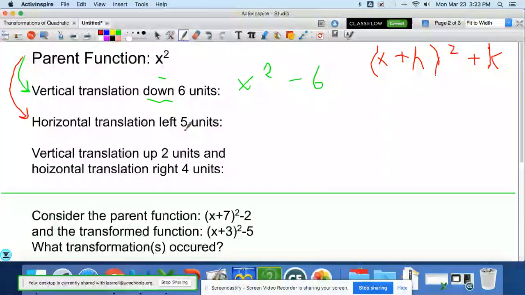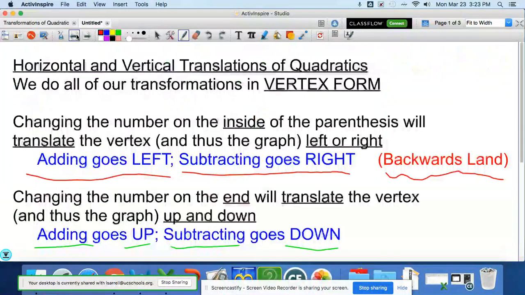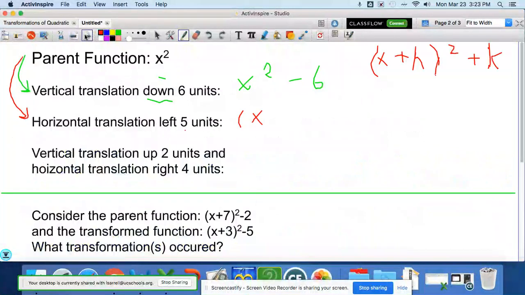So if we want to go left 5, we need to make some parentheses around x, and now let's talk about what left 5 is. Well, left is adding, so we need to add 5 inside the parentheses that we created. And you say, Mr. Earl, what about the very end? Well, we didn't go up or down. We started with the parent function, so we have nothing out here on the end.